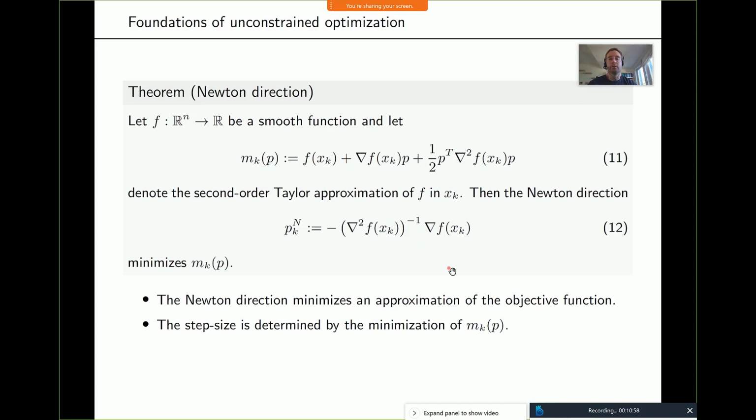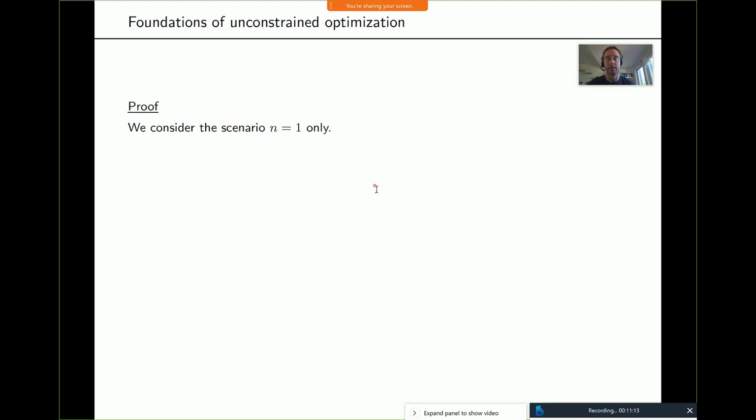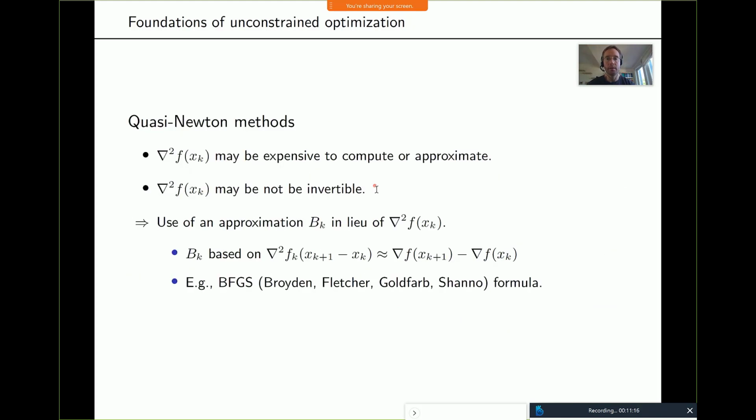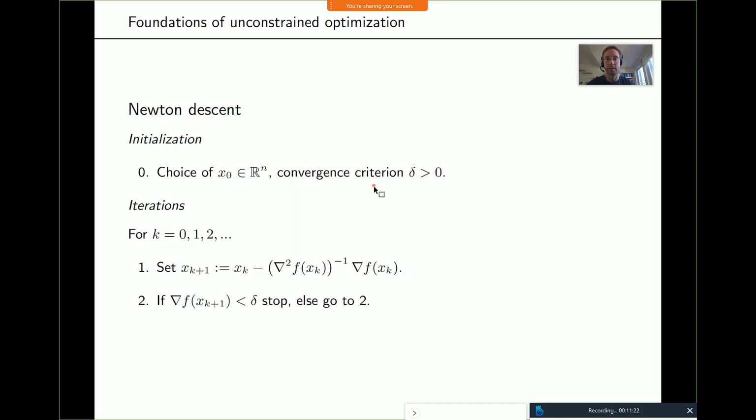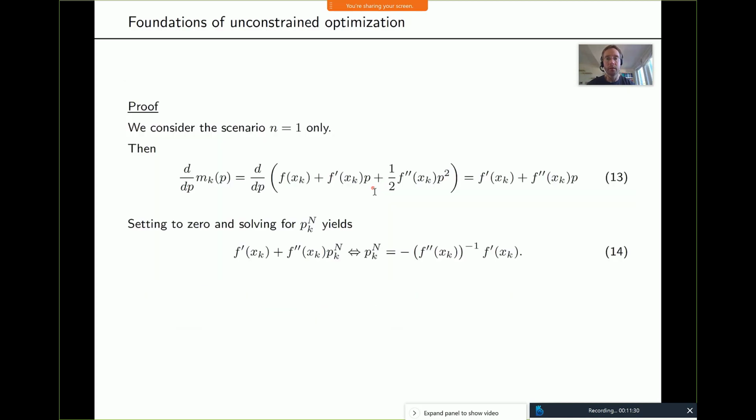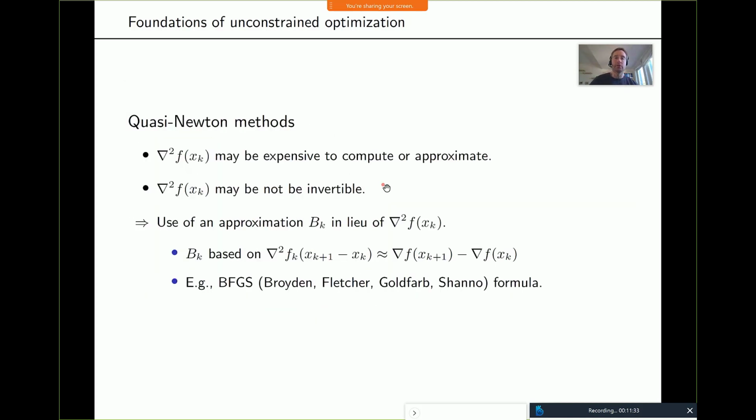So this is fairly straightforward. You just minimize this second order Taylor approximation of the function f at location xk, so with expansion point xk, and then you get the Newton direction. And this is essentially what Newton descent is about: a minimization of the approximation of the objective function. There are issues and of course generalizations of these methods, also of the basic Newton method.